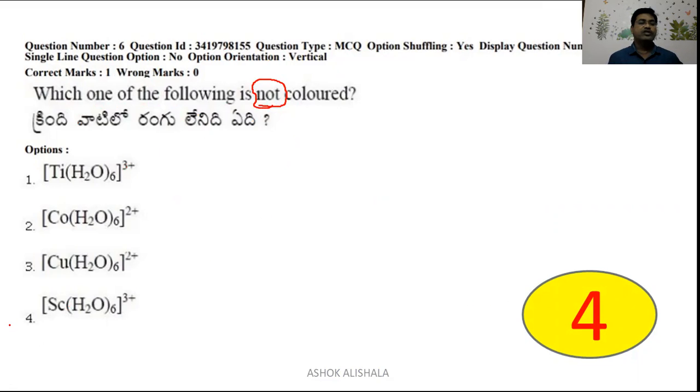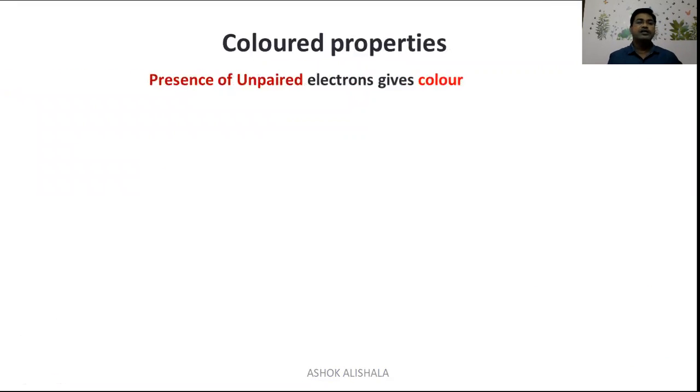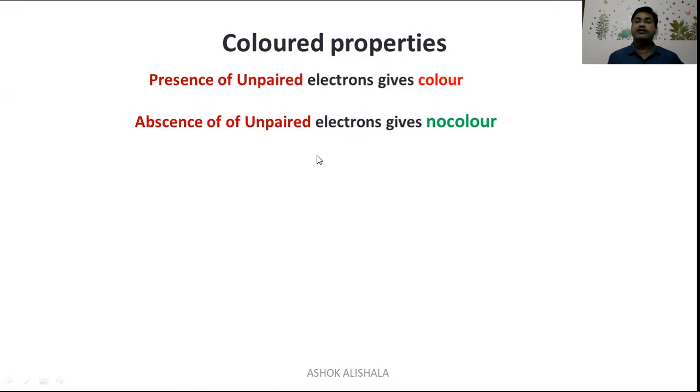The fourth option does not have a color. Then what is the reason for this? Let us see. The presence of unpaired electrons gives color. I told you already, the presence of unpaired electrons also gives paramagnetic property. The absence of unpaired electrons gives no color, and gives diamagnetic property, because these two are related. Paramagnetic is colored, diamagnetic is colorless. You should remember that point.